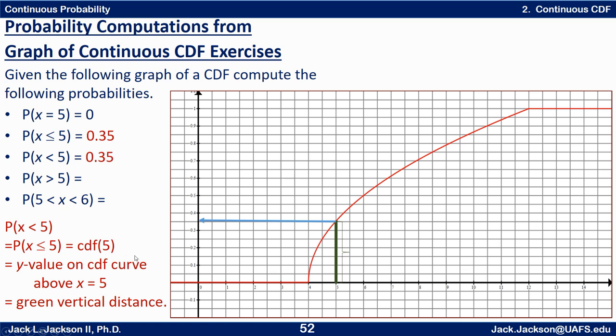Okay, so let's go ahead and do the next one. What's the probability that x is greater than 5? And then illustrate it as a vertical distance on this graph. Press pause now.